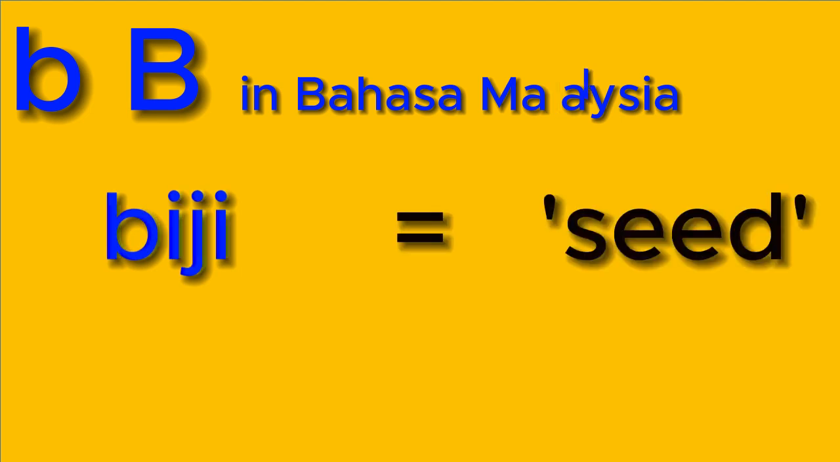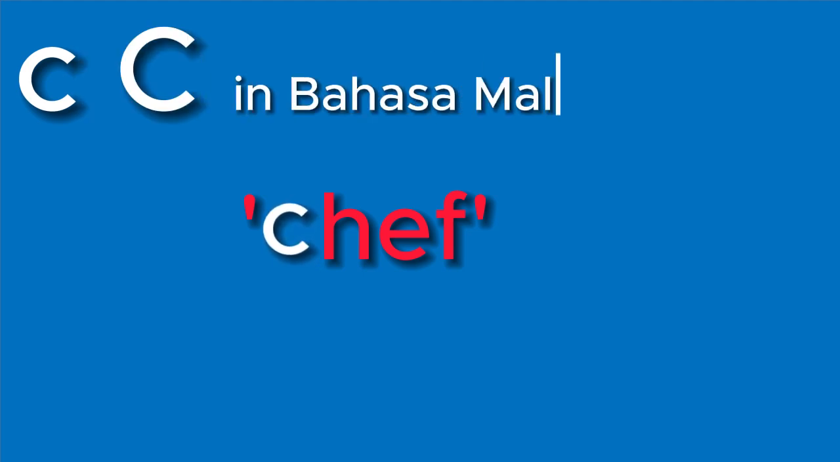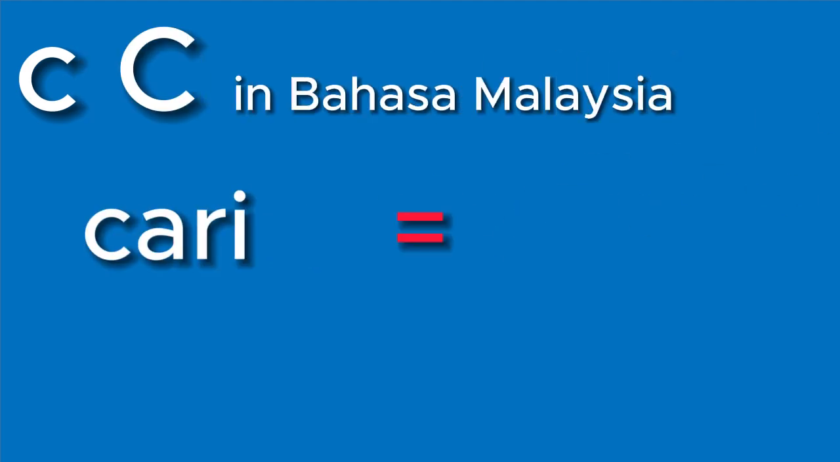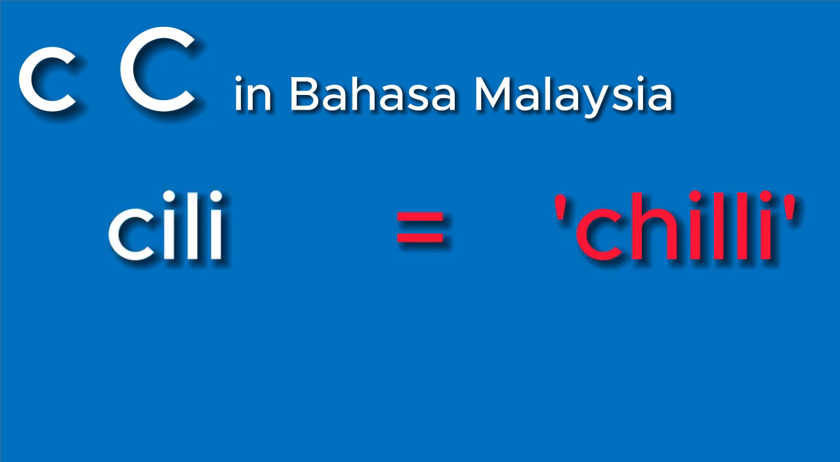B gives the sound as in the words because or believe. Examples of usage in Bahasa Malaysia are bagus means good, biji means seed. C brings the sound ch as in choose, cheese, chip, child, chef. Usage in Bahasa Malaysia includes cari means find, cili means chili.